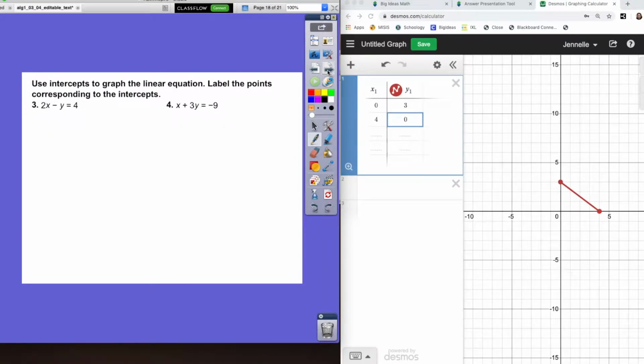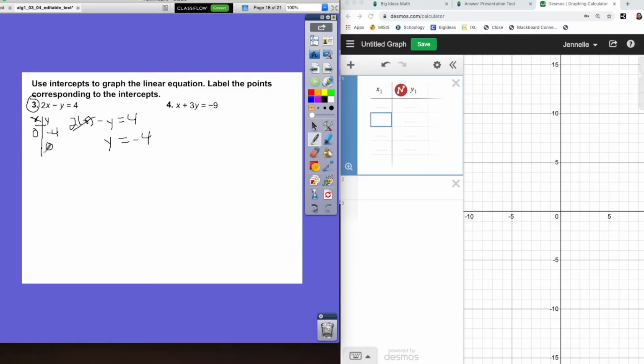Let's move on to another problem. So let's do monitoring progress 3. I'm on page 131. Let me clear out my Desmos here. Okay, so we're going to graph these using the intercepts, x and y. So I'm going to find the y-intercept by plugging in 0 for x, and then I'm going to find the x-intercept by plugging in 0 for y. So let's do the first one. 2 times 0 minus y equals 4. Negative y equals 4, so y equals negative 4.